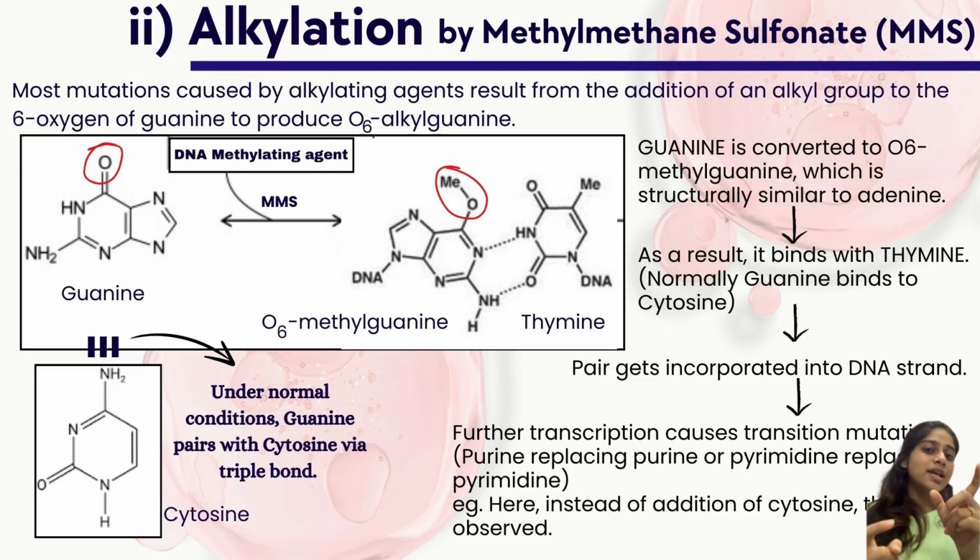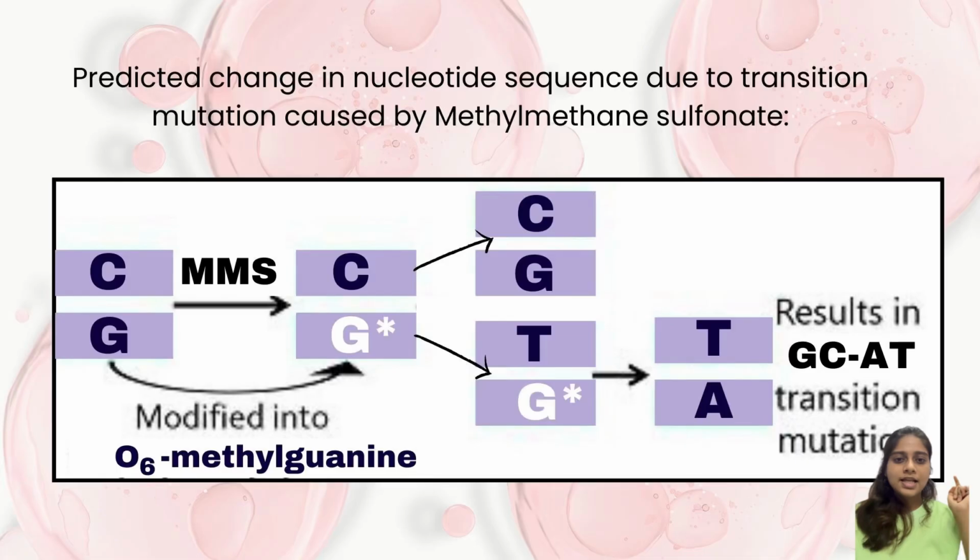Now when this pair gets incorporated, further transcription causes thymine and adenine base pairs instead of guanine and cytosine. So if you look at the next slide, this mutagen is also causing a transition mutation, which is GCAT. I will explain how. So as we all know, transition mutation is when purines replace purines or pyrimidines replace pyrimidines.